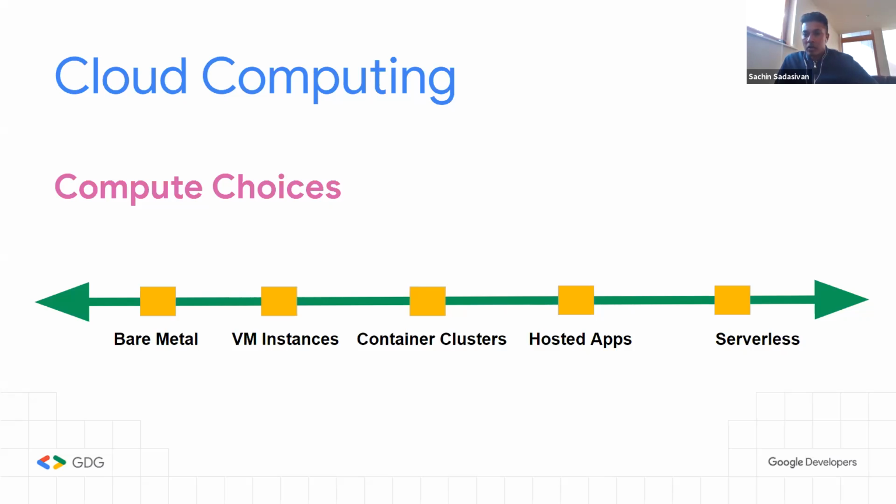Then we have the hosted applications, where you don't need to even worry about VM instances or containers. You can just deploy your application, and scaling, high availability, replication, etc. are automatically taken care of for you. And then towards the right, you have the serverless, where you can just write your code and execute that. You don't need to worry even about hosting that application. These are the basic computing choices we have in cloud computing.